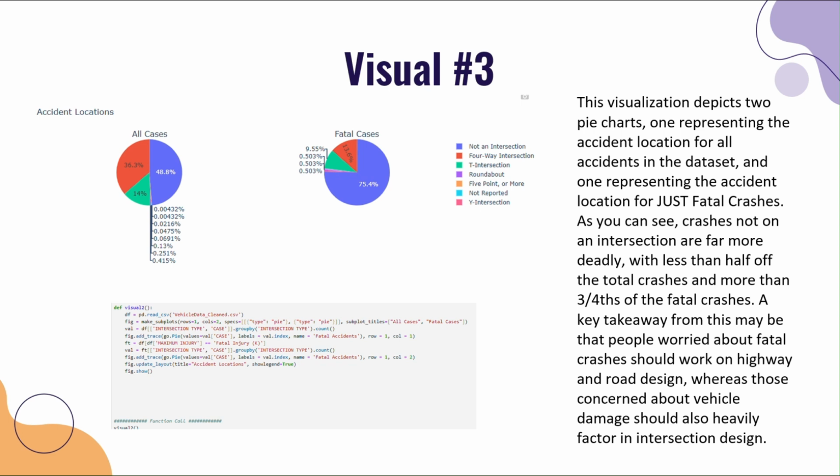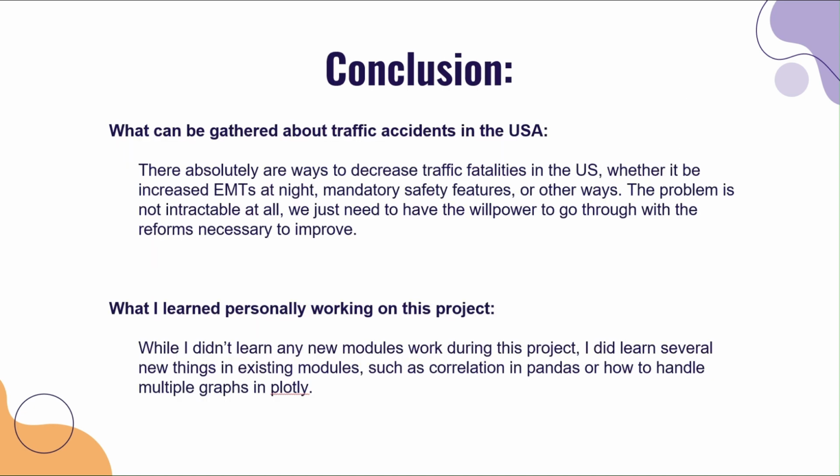So this kind of goes to show that if you are trying to prioritize decreasing fatalities, you should focus on highways. Whereas if you're trying to focus on preventing vehicle damage, you should probably focus on intersections, at least more so. All right, and then some conclusions.